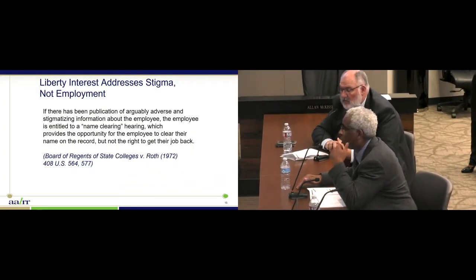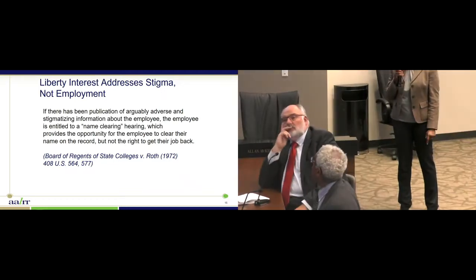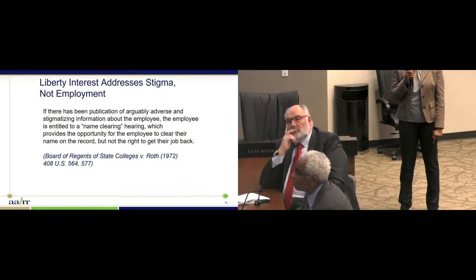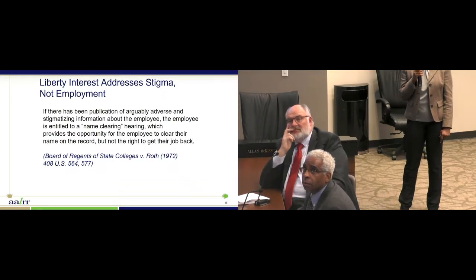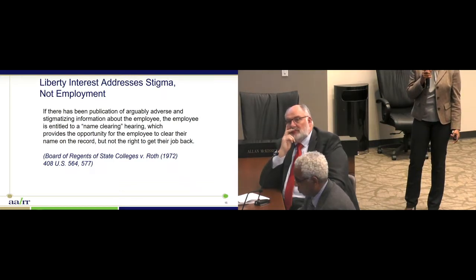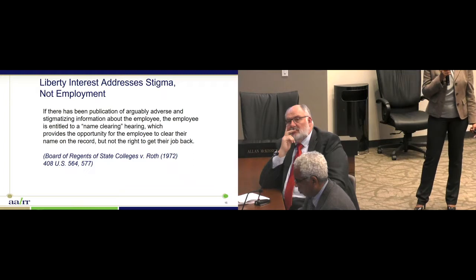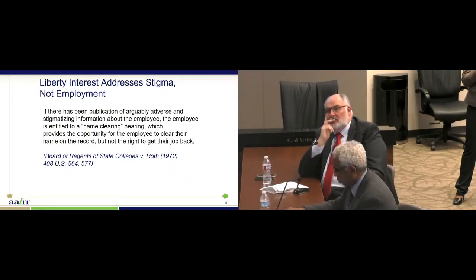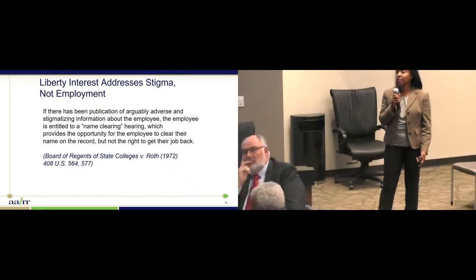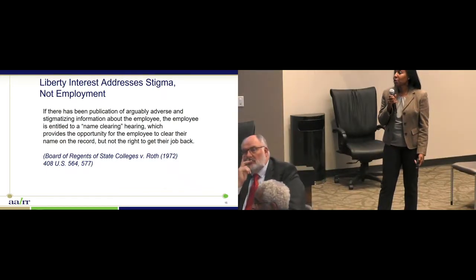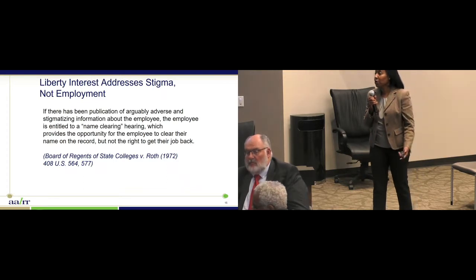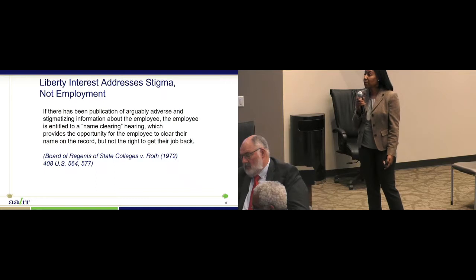So if we go back to slide 15, there's still, if there's been a publication of arguably adverse and stigmatizing information about the employee, that employee is entitled to a name-clearing hearing, which provides the opportunity to clear their name on the record, but not the right to get their job back. And that's what the officers in Lubey experienced. They were temporary. They couldn't get their job back, but they should not have to carry a stigma of being accused of misconduct, because they should be free to go get a job somewhere else without carrying the stigma.